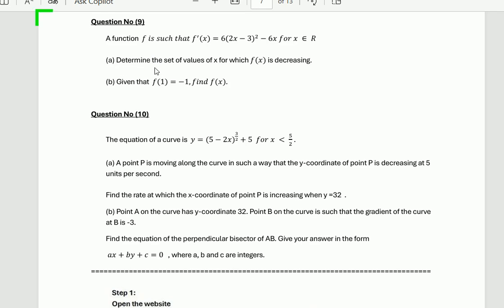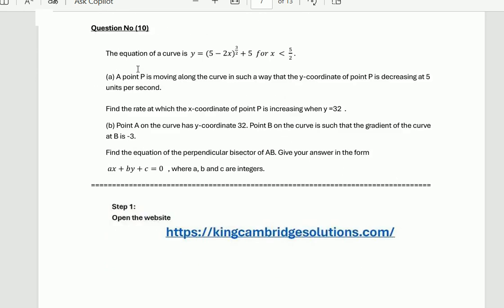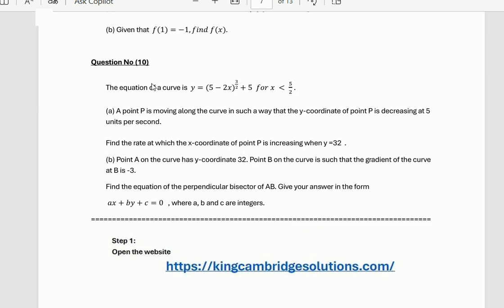For question number 9, a function f is such that f dash x equal to 6 into (2x minus 3) whole squared minus 6x for x belonging to R. Part A, determine the set of values of x for which f of x is decreasing. Part B, given that f of 1 equal to minus 1, find f of x.